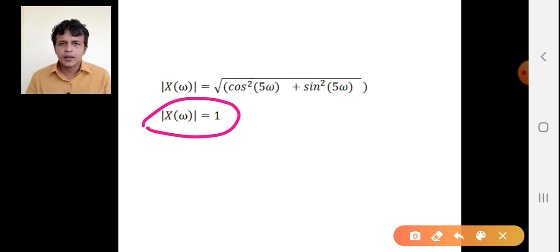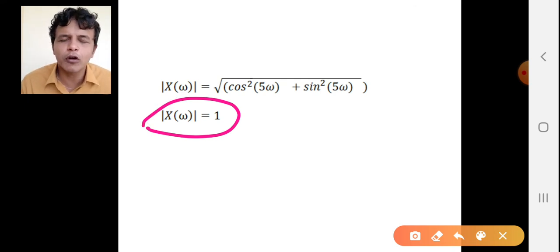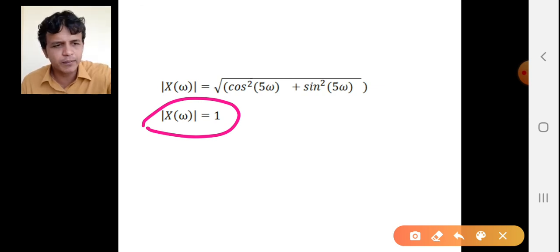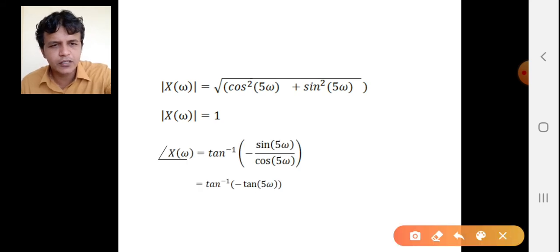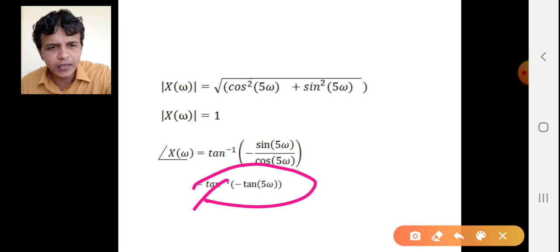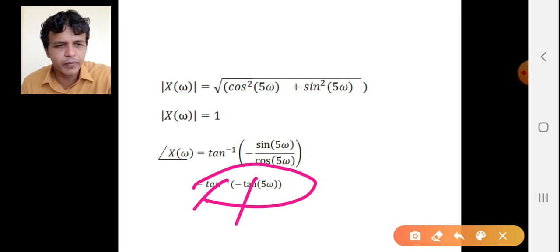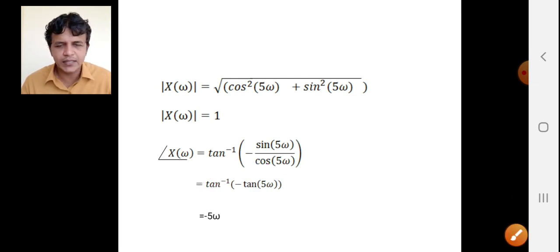Okay. Now we have to find the phase. When we talk about phase, it is tan inverse of b by a, that is tan inverse of minus sin 5 omega divided by cos 5 omega. So the angle of X of omega equals tan inverse of minus sin 5 omega divided by cos 5 omega. It becomes tan inverse of minus tan 5 omega. Tan inverse and tan get cancelled, and we will have minus 5 omega as the phase.